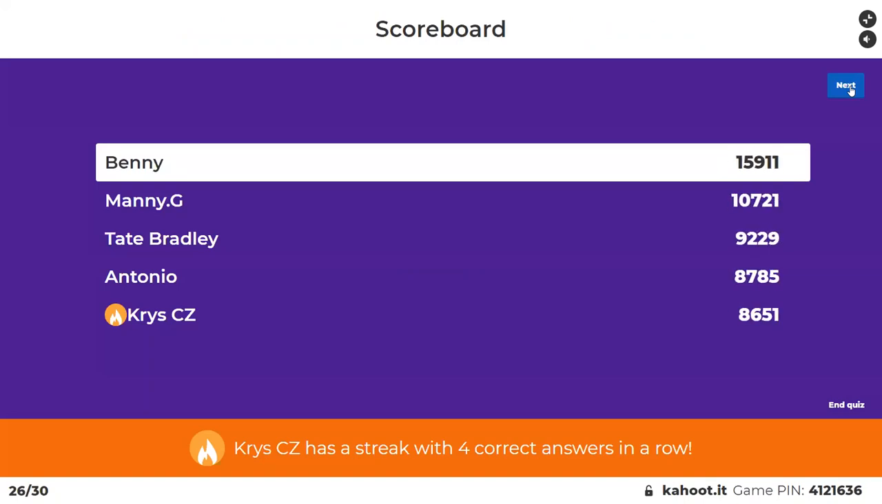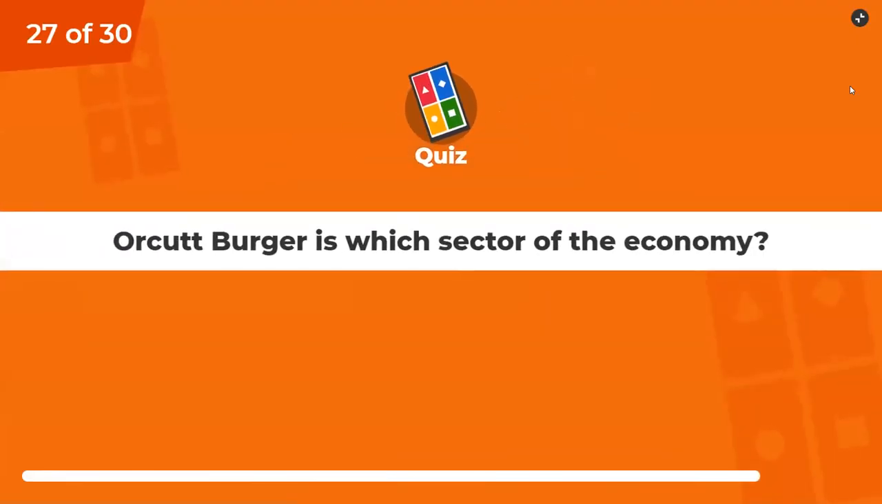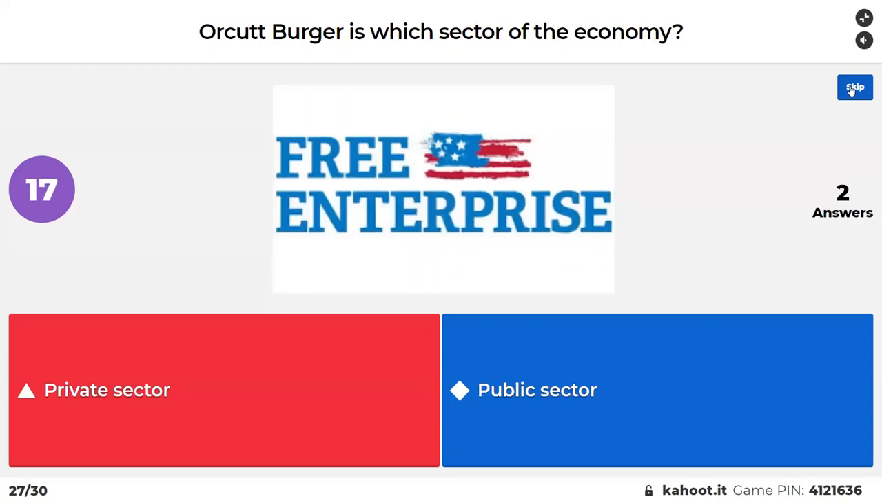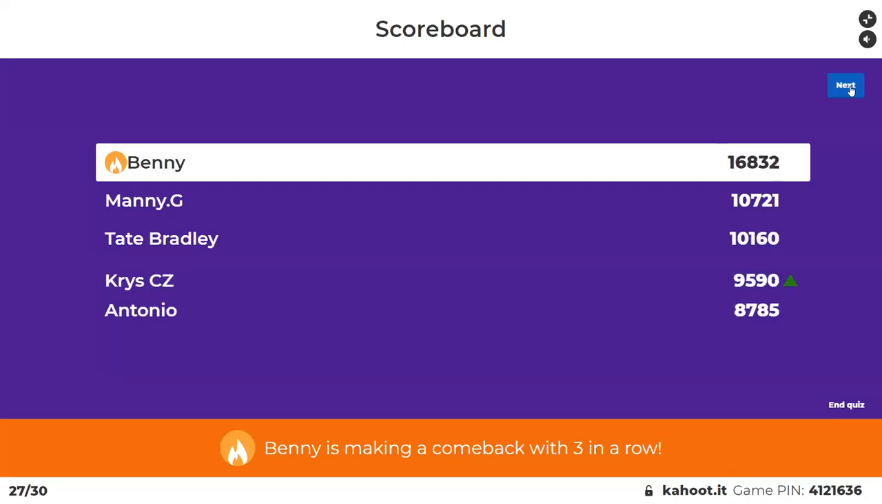All right. So when you're talking about public and private, remember the thing to keep in your mind, is it for profit or not? So when we talk about Orchid Burger, which sector of the economy? Orchid Burger is a restaurant, right, that's in the business to make money. It is private sector. So private and public sector doesn't mean who it's available for. It means what is its purpose. If its purpose is to make a profit, it's probably going to be private sector.